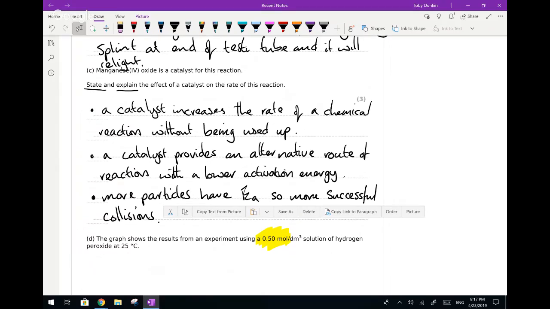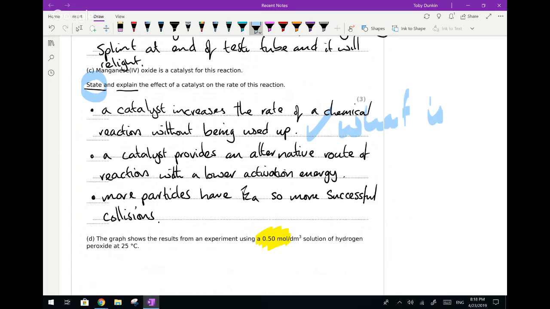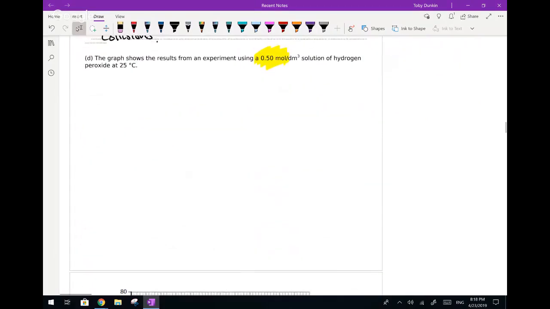Right, that's really interesting. State and explain the effect of a catalyst on the rate. A catalyst increases the rate of a chemical reaction without being used up. There is state what a catalyst is. That is what it is. Done. Next, how does it work? State and explain the effect. So a catalyst provides an alternative route of reaction with a lower activation energy. Notice actually the bit I need to circle is the with a lower activation energy. More particles have EA, so there's more successful collisions.